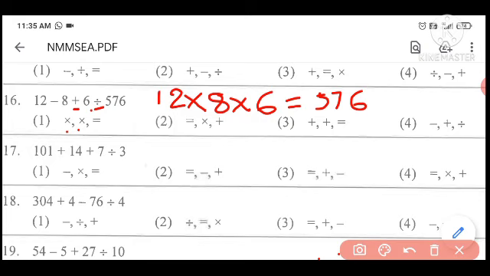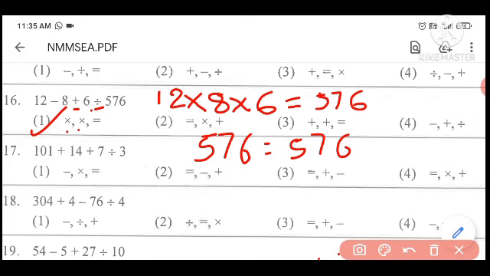12 8s are how much? 96. 96 6s are 576. 576 is equal to 576. So automatically the first option is the right answer. So 8 12s are 96, 96 6s are 576. So 576 equals 576. So option 1 is the right answer.